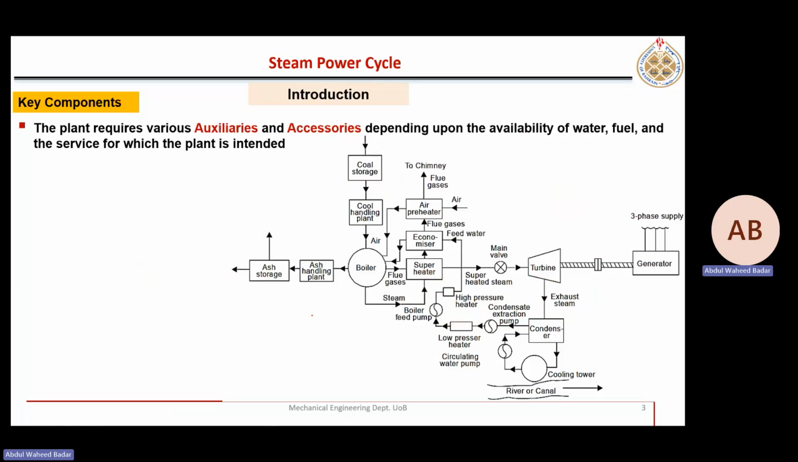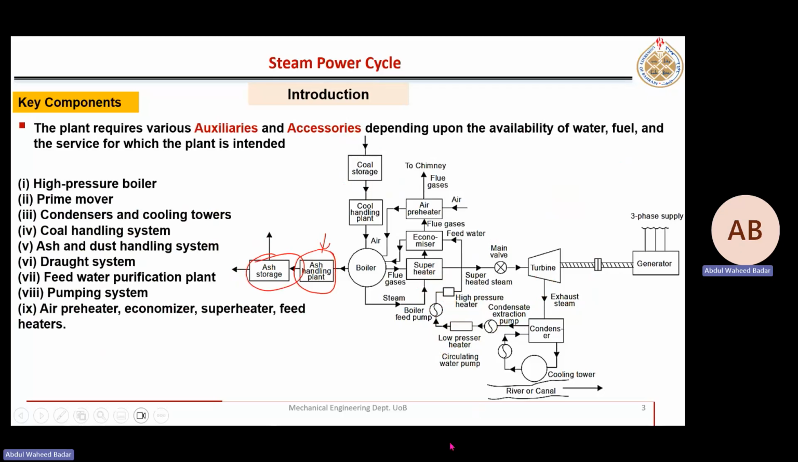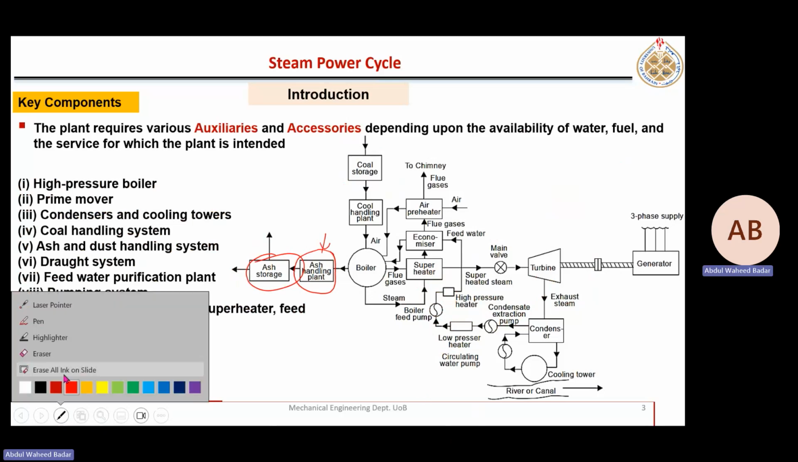So here, you see, is the ash handling plant, because there is a certain amount of that fuel which does not combust. Yeah. So that has to be taken out. All right. So this is an overview of a steam power plant with more components shown.